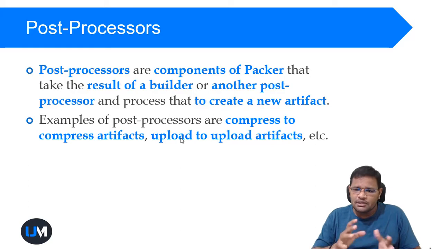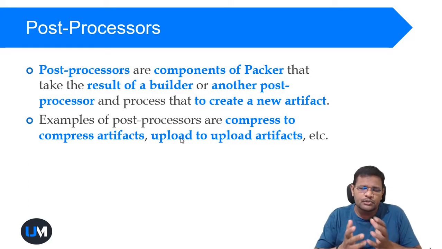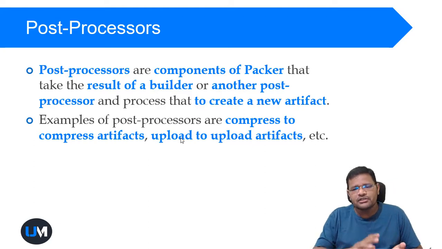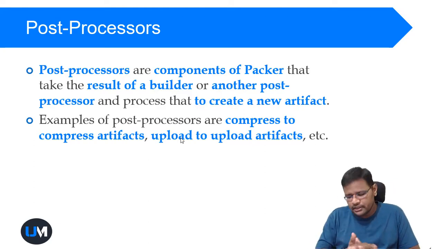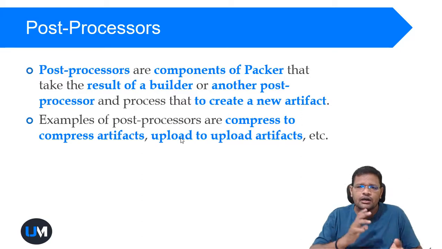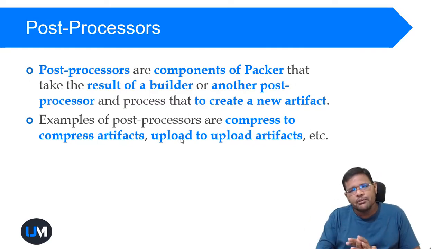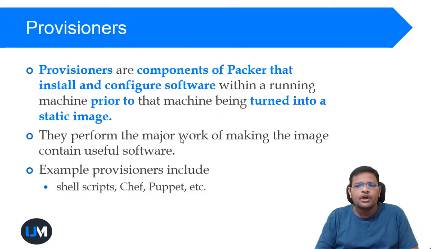So these are some commonly used post processors: compress artifacts and upload these artifacts. We can also use this post processor to get the artifact values, like the image value and the AMI ID to build each instance out of the image. So you can use these post processors after building the image.